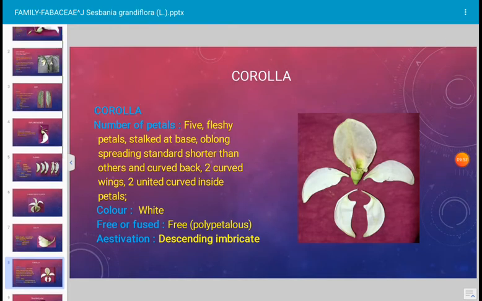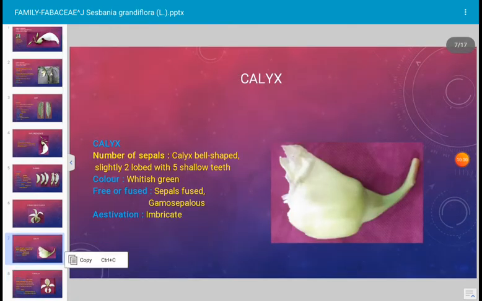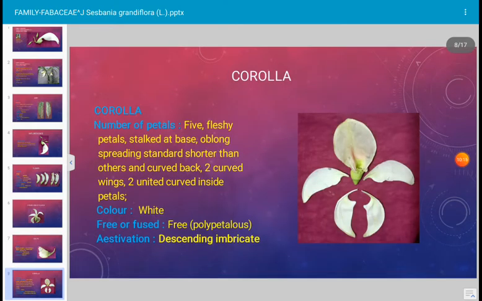And how is the arrangement of the sepals in the flower? Imbricate estivation is there. Imbricate estivation. And next, this is the corolla of Sesbania grandiflora. The family is Fabaceae. The corolla consists of petals. All the petals together are known as the corolla. How many petals are there? See in the photograph, we can count. There are 5 petals present in the flower of Sesbania grandiflora.